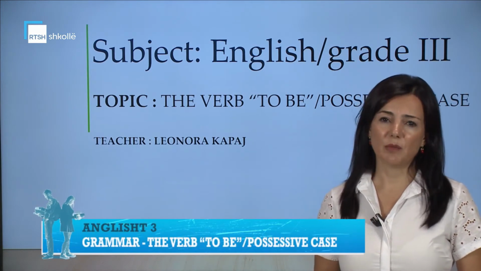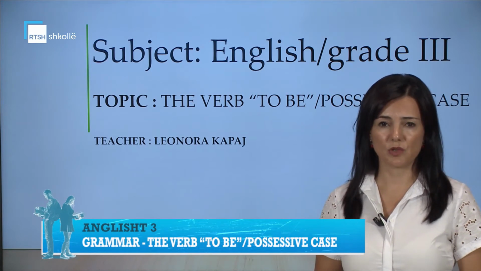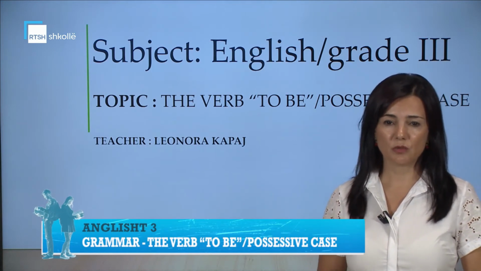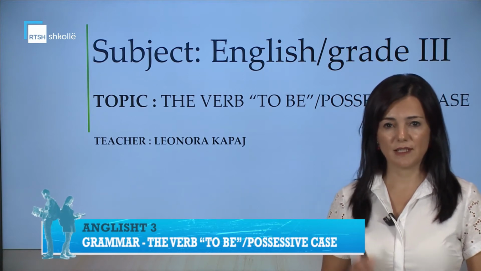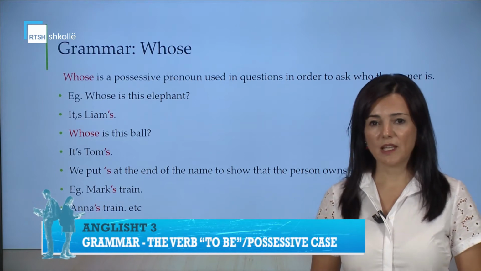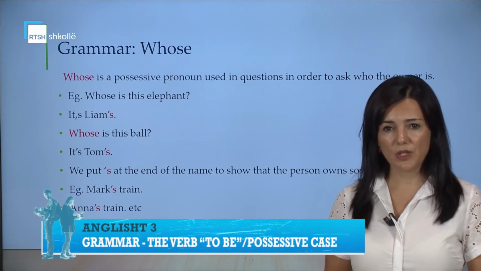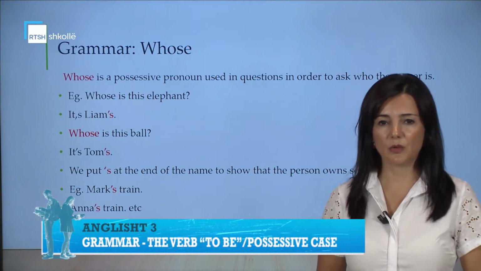Përshëndetje fëmijë, tema për sot ka të bëjë me foljen to be, pra që është folja jam e cila ndryshon veta të ndryshme, dhe gjithashtu do të flasim për përemrin pronor whose që tregon pronë si. Let's start. Grammar. Whose, i e kujt. When we use the word whose, kur e përdorim ne fjalën i e kujt.